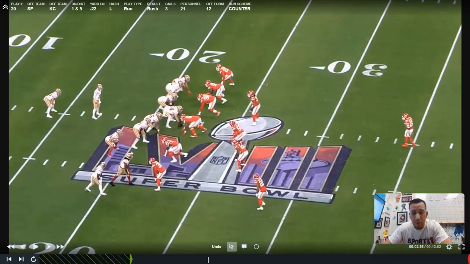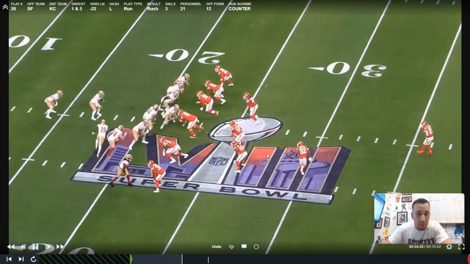All right, 1st and 5 after the penalty on the play. We've got 3-by-1 to the right, but doing it from 21 personnel because you've got Juszczyk and Kittle right here. Already we can see they're covering up weak to the tight end side right here, so the defense is indicating that as the run strength. The extra DB is here.